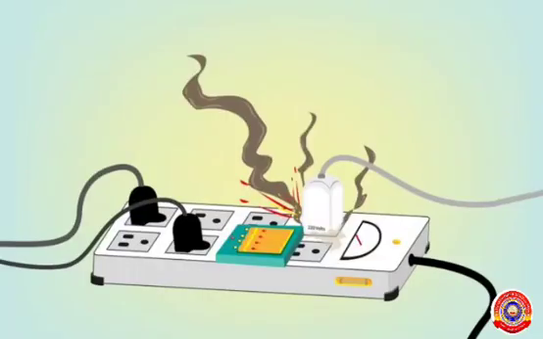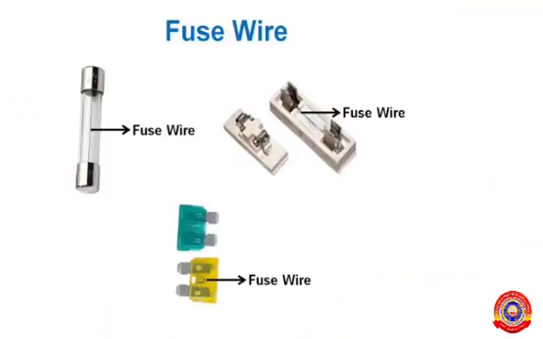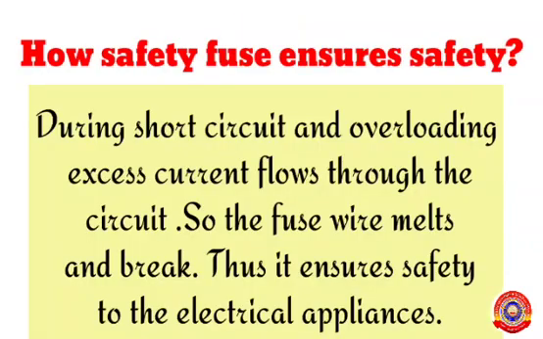Isn't it very essential to operate devices and make sure of the safety of electrical circuits when current flows through them? Safety fuse is one such device used in circuits. Once again, a safety fuse is a device used in a circuit as a precaution to protect the circuit and electrical devices from short circuit and overloading. During this time, excess flow of current happens. So, the safety fuse melts and breaks, and thus it prevents the electrical appliances from getting damaged.